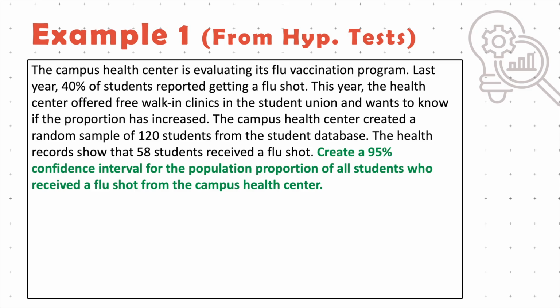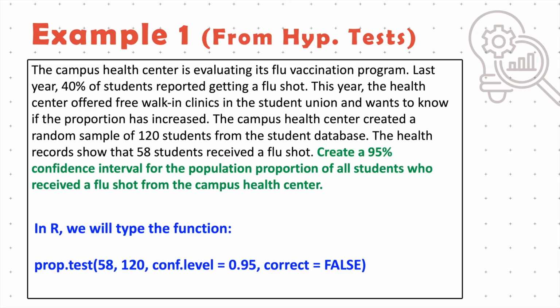flu shot. So now we're not looking at a hypothesis test, but instead we want to create a 95% confidence interval for the population proportion of all students who received a flu shot at the campus health center. We're going to use that same prop.test function, but we're going to add in our conf.level and correct equals false. 58 and 120 were the number of successes out of the total sample size.